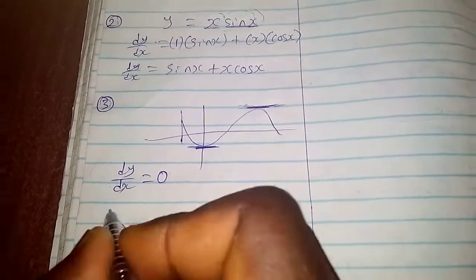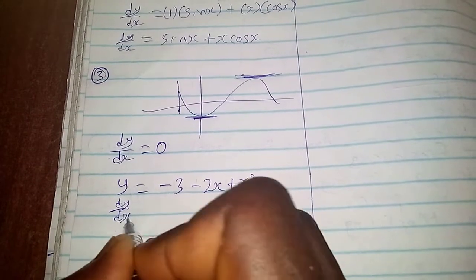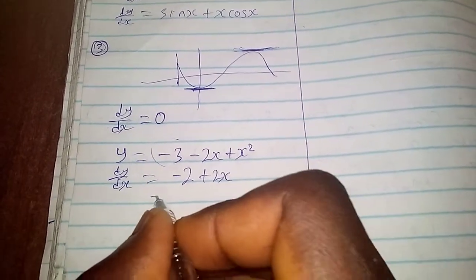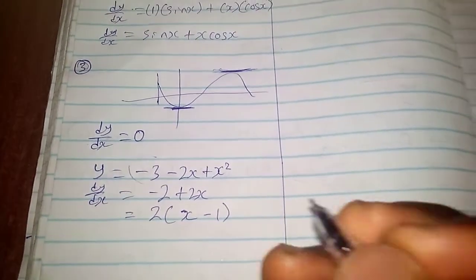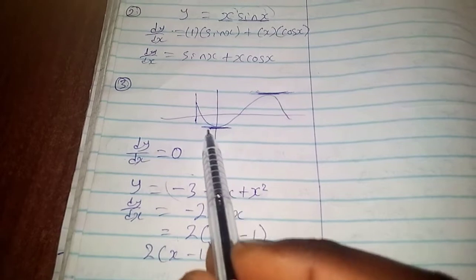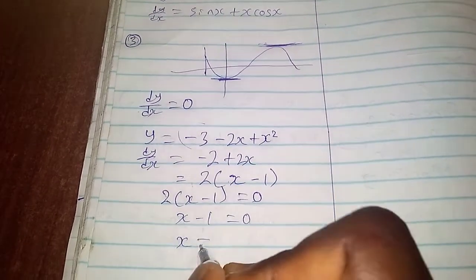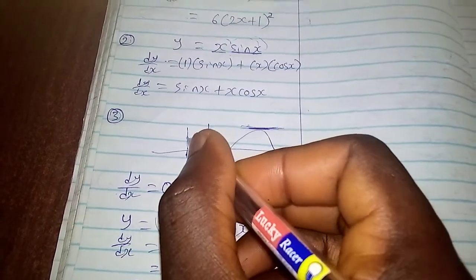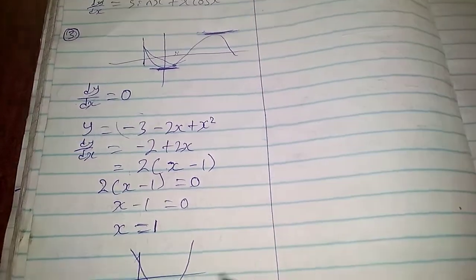So if dy/dx is 0 and we have the function y is equal to -3 - 2x + x squared, let's find dy/dx first. That's -2 + 2x, because the -3 will be 0. Let me just factorize this: 2 into bracket x - 1. If this is equal to 0, so what is x? 2 into bracket x - 1 is equal to 0, because the gradient at the minimum point will be 0. Divide both sides by 2, it remains x - 1 is equal to 0, and x is equal to 1, which means the minimum value will be at x is equal to 1. Since it is a squared graph, it is something like this. x is equal to 1.